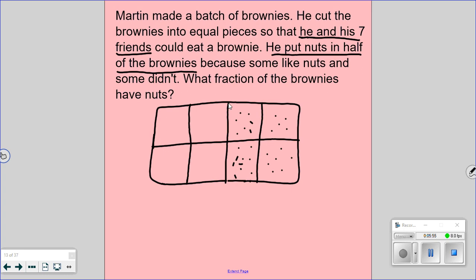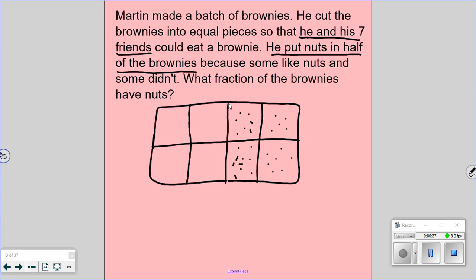Is he correct? Raise your hand. We're not just yelling out. Lydia, is he correct? Yeah, because half of them have nuts in the other half. How did we know that half was going to be those 4 pieces? Archer? Because there's 8, and half of 8 is 4.